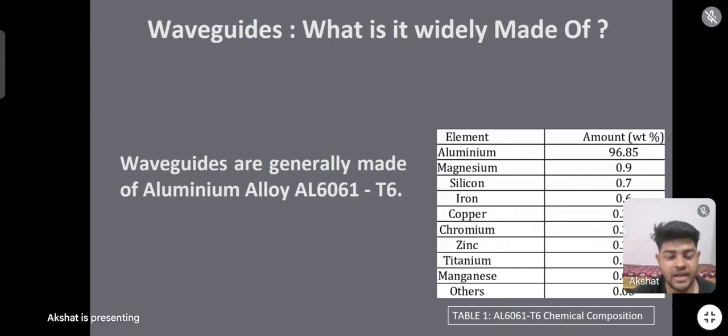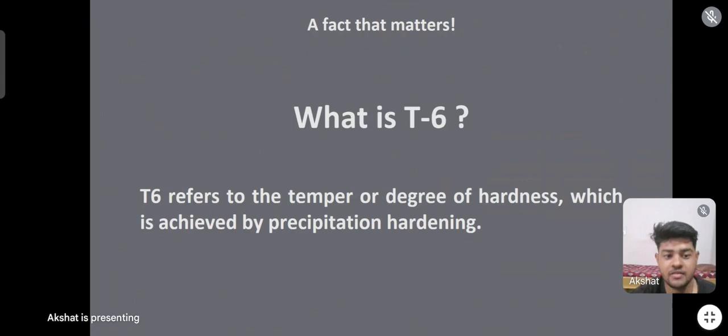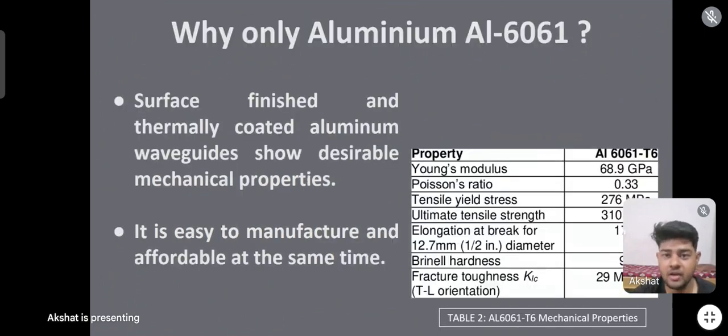What is it widely made of? Waveguide is generally made of aluminum alloy Al6061 T6. A question that might arise: what is T6? T6 refers to the temper or degree of hardness which is achieved by precipitation hardening. Why only aluminum Al6061? Surface finished and thermally coated aluminum waveguides show desirable mechanical properties. Here you can see the table which shows the mechanical properties of the alloy. It is easy to manufacture and affordable at the same time.